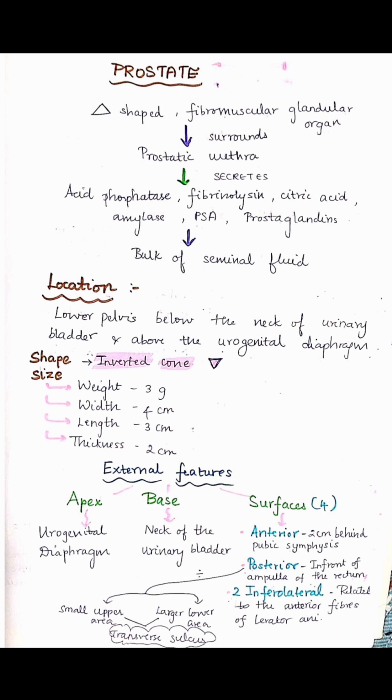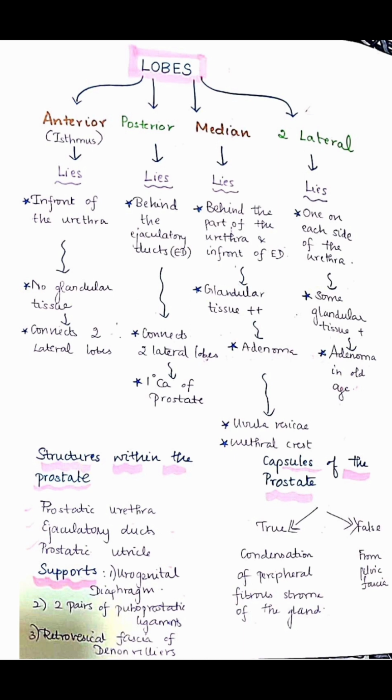The apex is formed by the urogenital diaphragm, the base is formed by the neck of the urinary bladder, and there are 4 surfaces, anterior, posterior and 2 infralateral. The anterior surface is 2 cm behind the pubic symphysis and the posterior surface is in front of the ampulla of the rectum. The 2 infralateral surfaces are related to the anterior fibers of levator ani. And you have to remember this, the posterior surface is divided into smaller upper area and larger lower area by a transverse sulcus. Now we will see about the lobes.